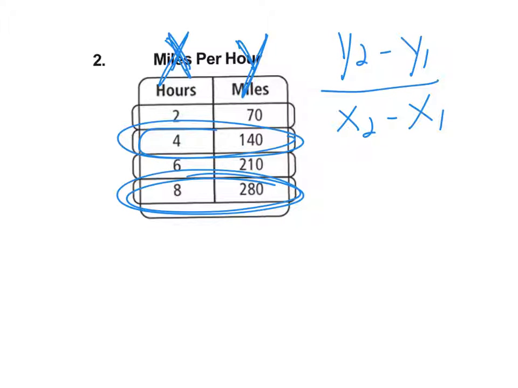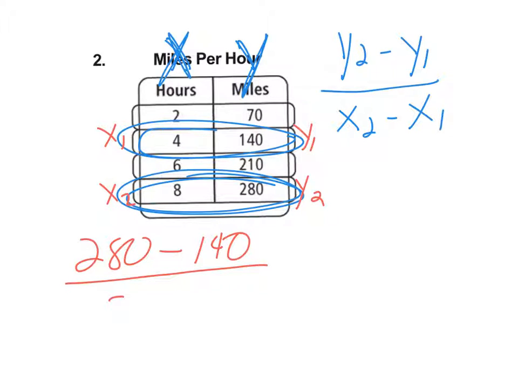So I'm going to pick those as 1 and 2. That makes this x1, x2, y1, y2. And I plug them in. Oops, I'm sorry. Yeah, we got the right ones there. Okay, so let's plug them in. Let's go 280. That's our y2 minus 140.